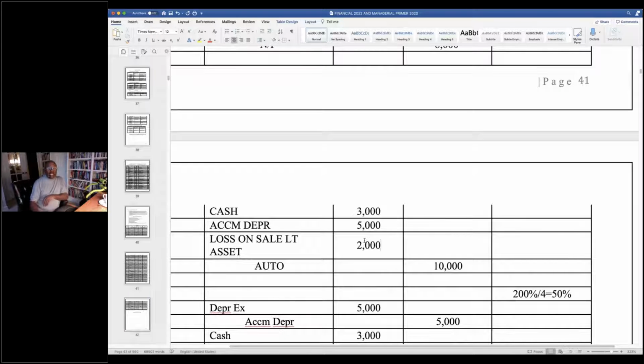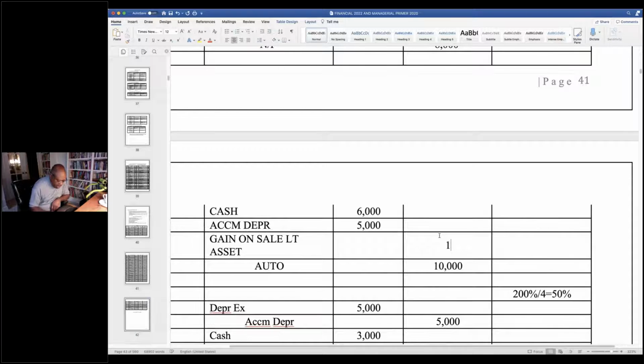So the bottom line is that whenever we sell a depreciable asset, we take off the cost and we take off the depreciation, and the difference is the gain or loss. If we sold it for $6,000, then instead of a loss, we would have had a gain on the sale of the long-term asset, and that will come over here. So the equation always has the balance.